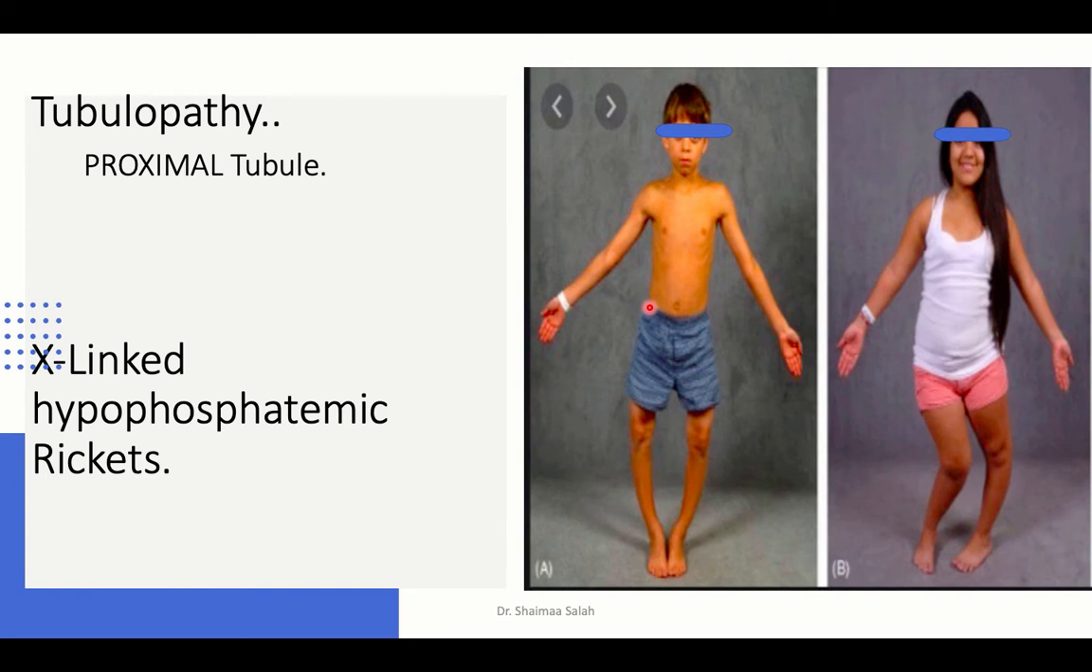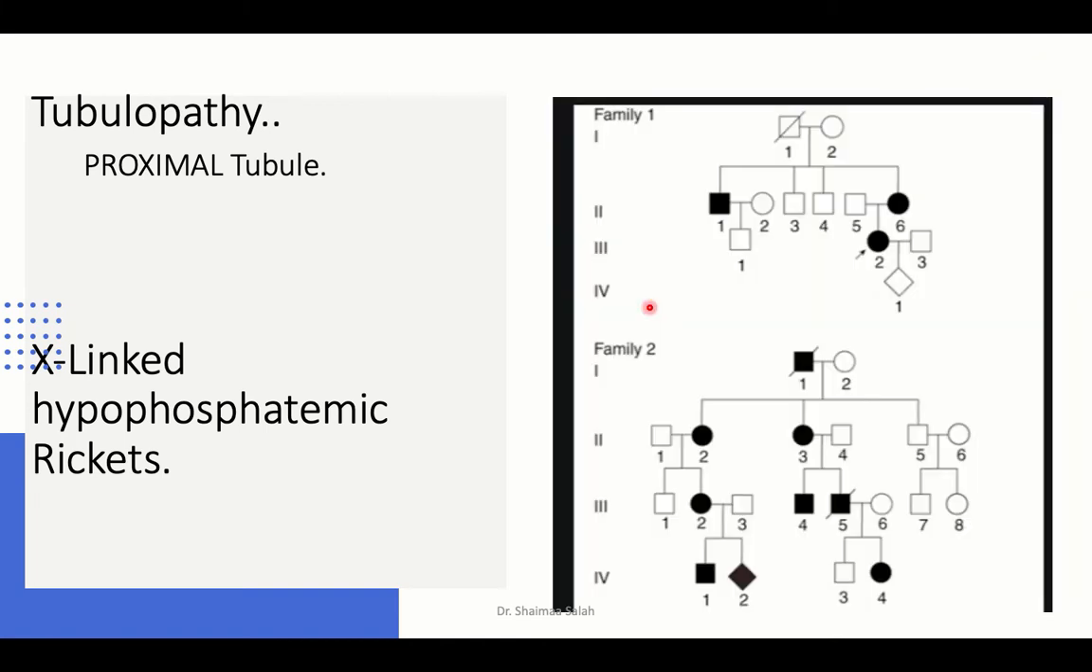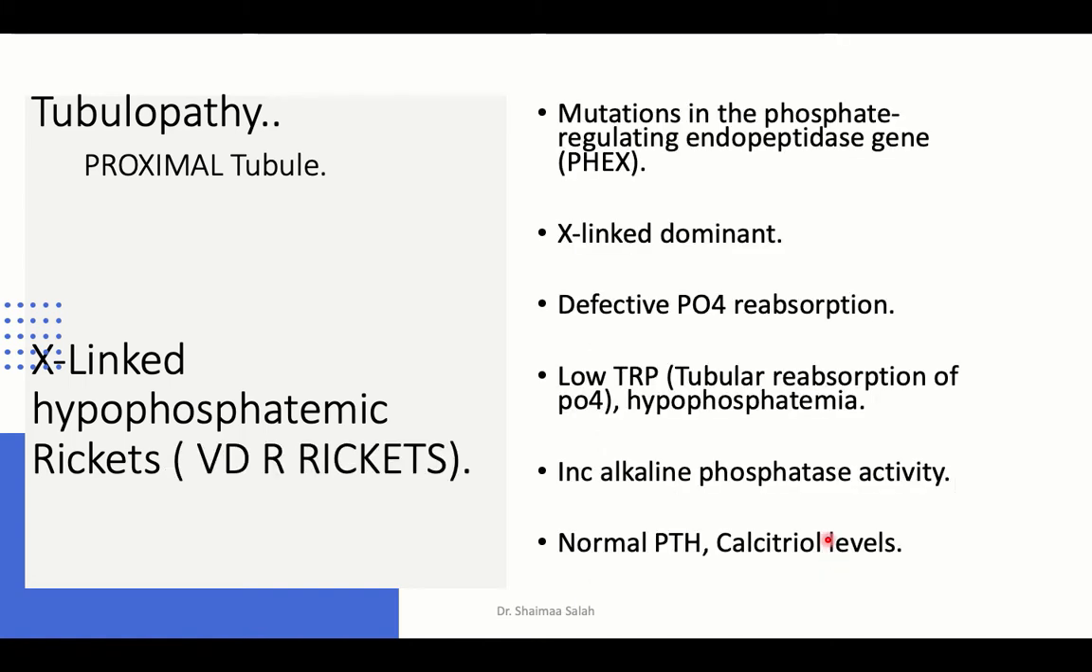The second tubular defect in proximal tubule is the X-linked hypophosphatemic rickets. It is an important area of questions where we have a hereditary mutation, okay, that is X-linked dominant. So we need just one X chromosome to carry the defective gene to show the disease, and so it can present in either male and female and run in families like this in a vertical pattern. Okay, it is an X-linked dominant mutation. So we have a mutation in the phosphate regulating endopeptidase gene or PHEX gene.